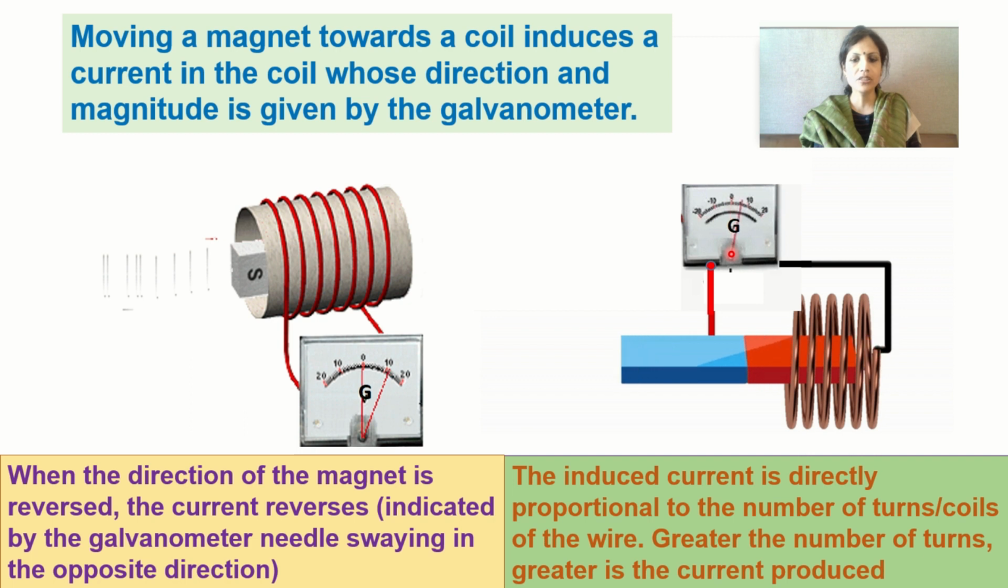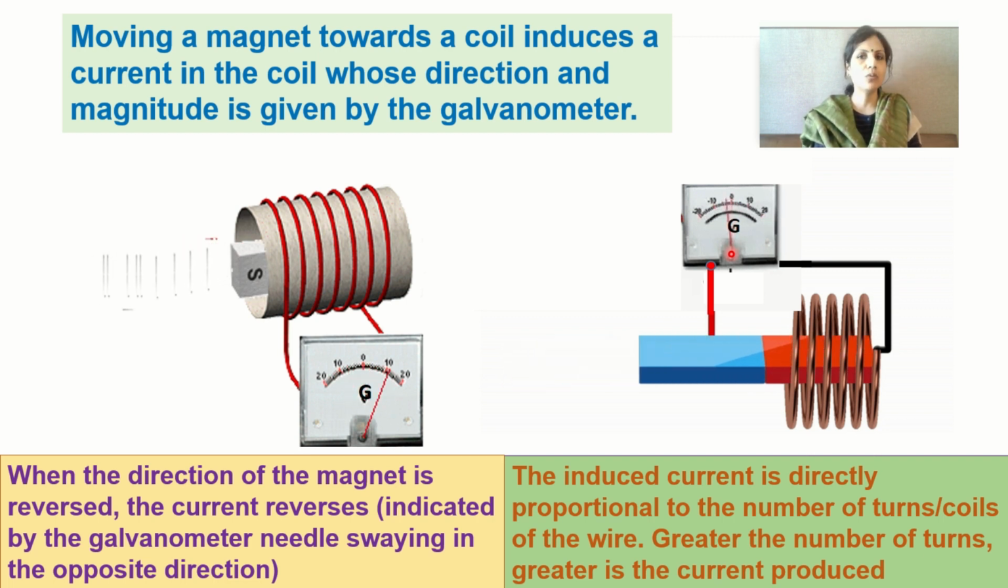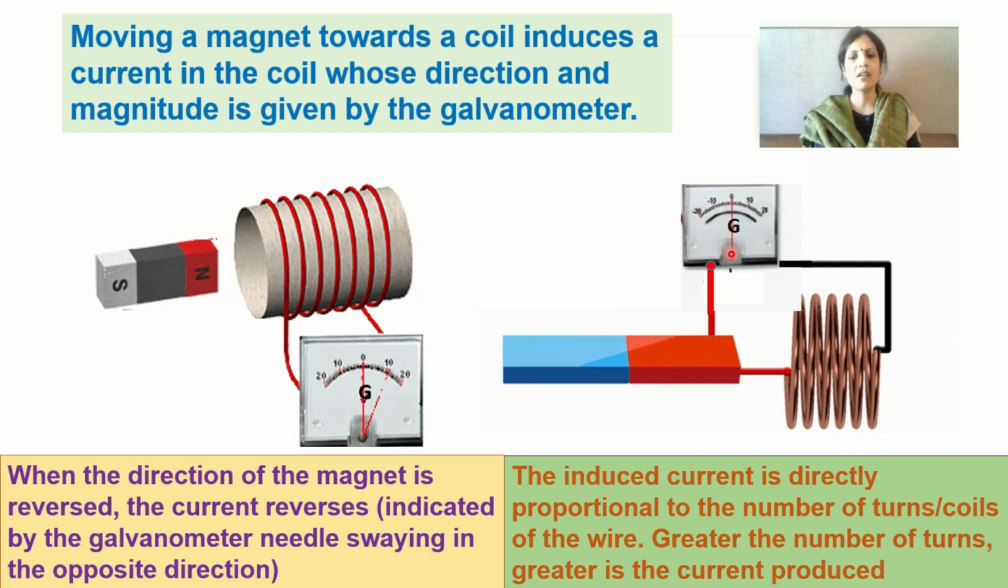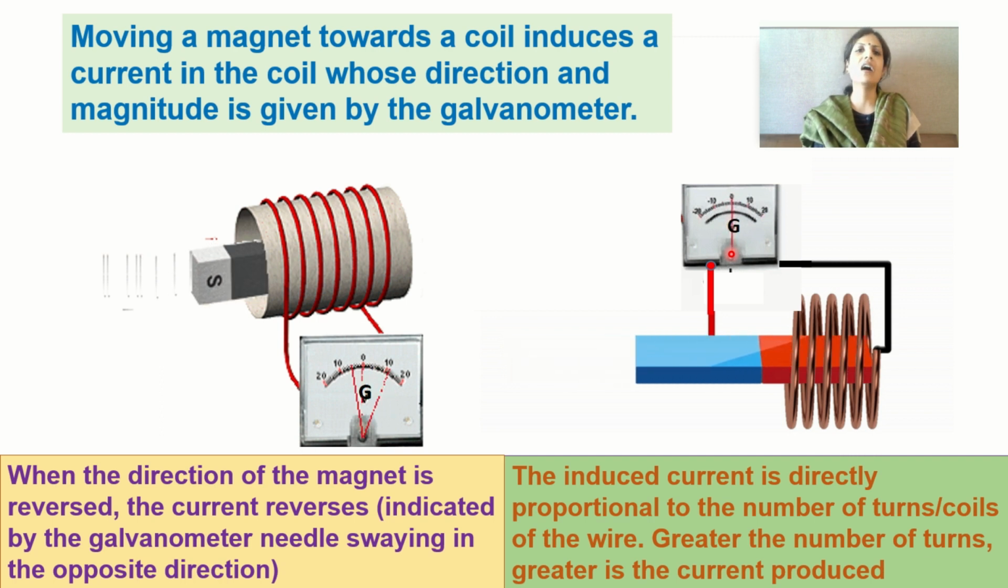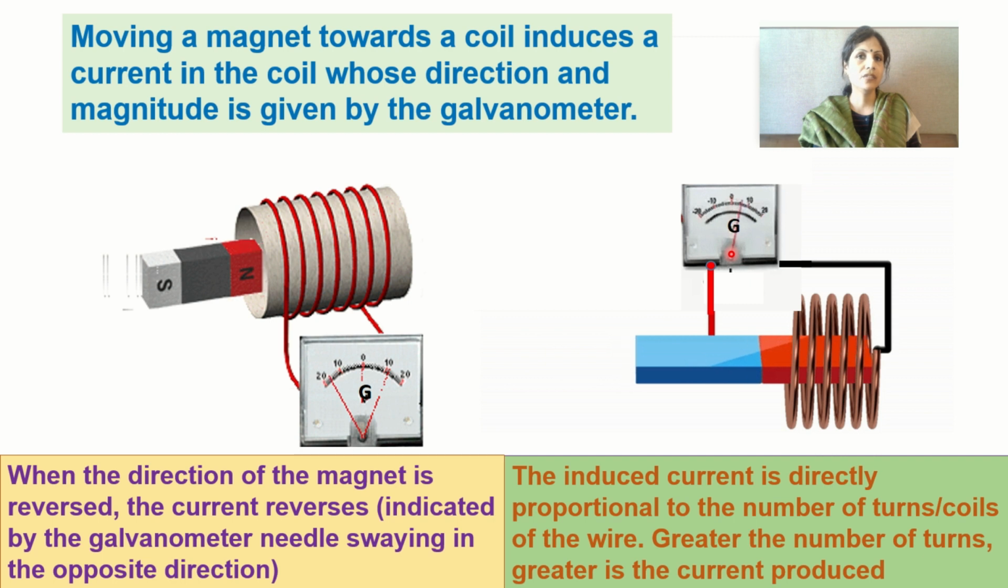Greater the number of turns, greater is the current produced. So when the number of turns is less, the current produced is also less, and that is the reason the galvanometer is showing very little deflection as compared to the first case. In the first case, if you observe, it's a full deflection there, whereas in the second case it is hardly anything. So the number of turns is directly proportional to the current produced in the conductor. Alright, so this is one method of producing the electric current by changing the magnetic field around the magnet.